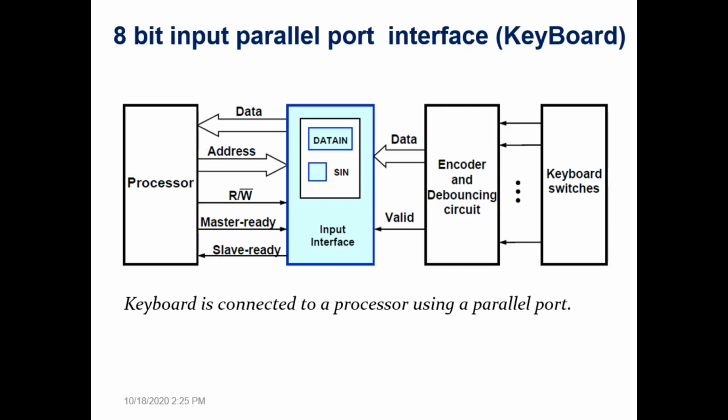Also the processor uses the slave ready signal, set by the I/O interface, to inform that data is ready in the data buffer. So once the slave ready signal is high, the processor reads data from the data buffer of the I/O interface circuit, and that is read through the data lines of the bus.